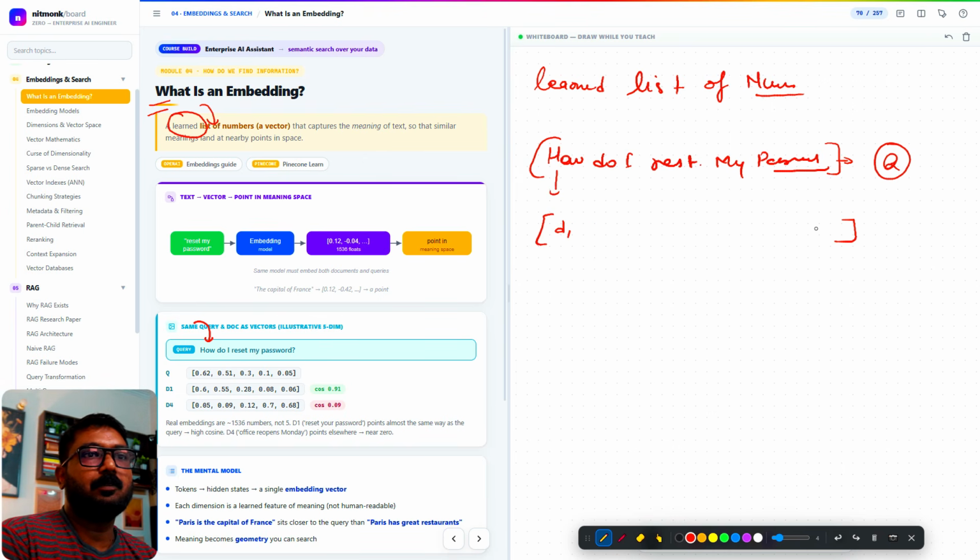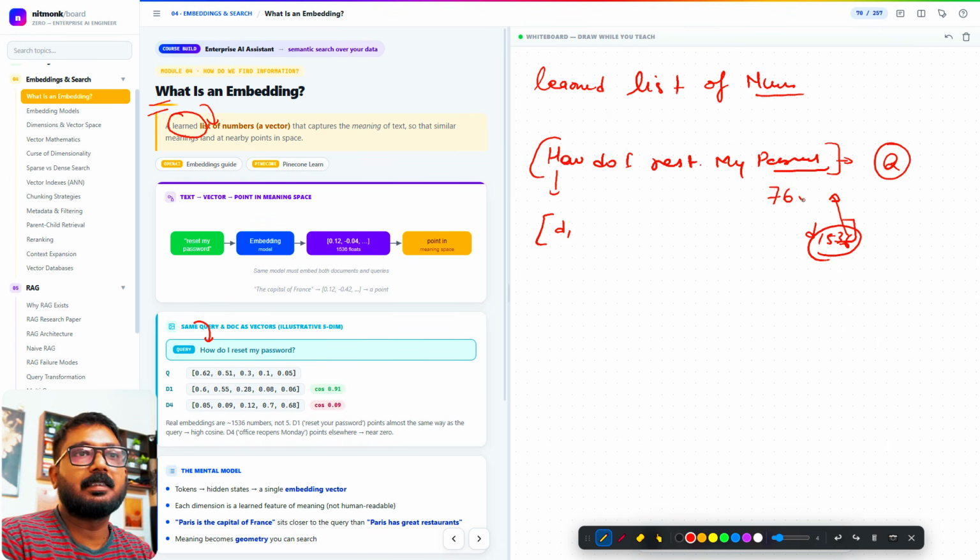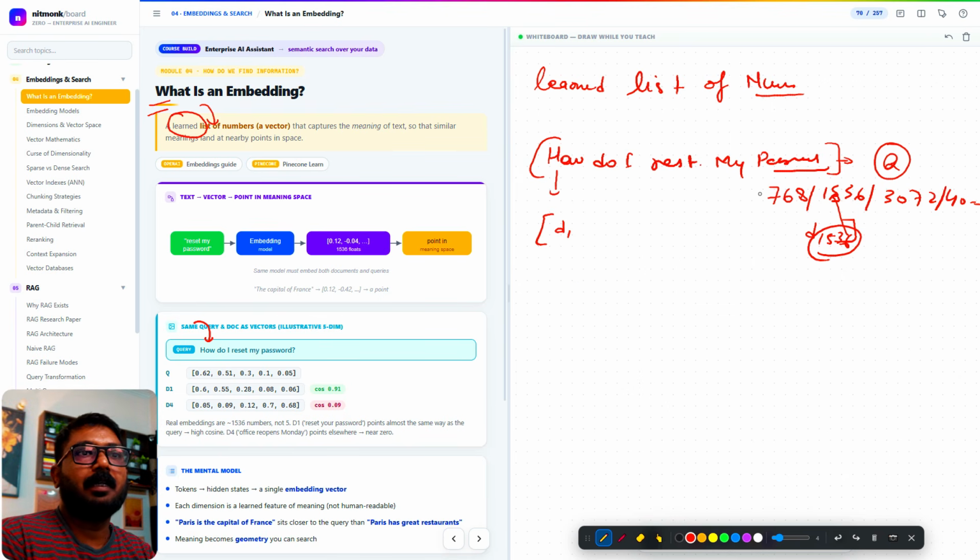So let's say D1 to D1536. These are the different dimension properties that have been given. There are fixed numbers like 768, and then 1536, and then 3072, and 4000 something, and also 300 something. These are the different options that you can select and generate the embeddings for.